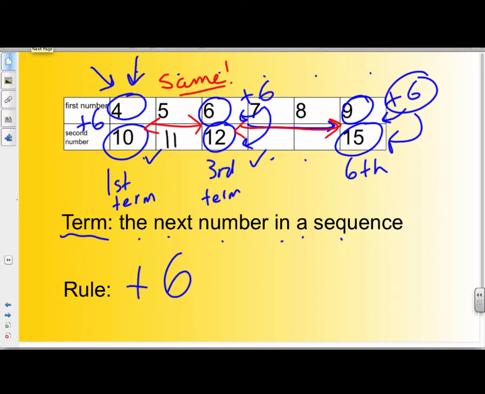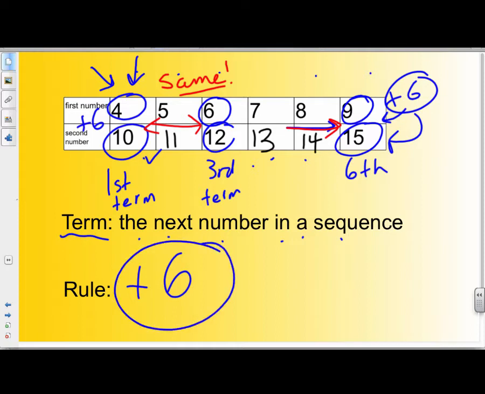Right, here you go. It's a bit covered up, isn't it? I might just rub that out. 7 plus 6 is 13. 8 plus 6 is 14. Okay? The rule is plus 6. Here's the problem. I know what you guys do is you like to say, oh, look, the second number is just going up by 1. No, we're not looking at the second number. We're looking at the relationship between the first number and the second number. And the relationship is plus 6.